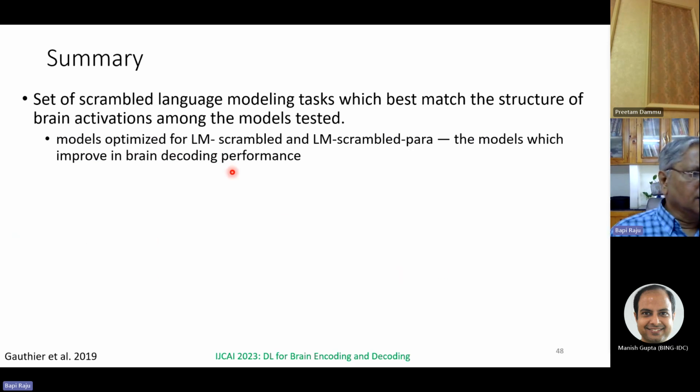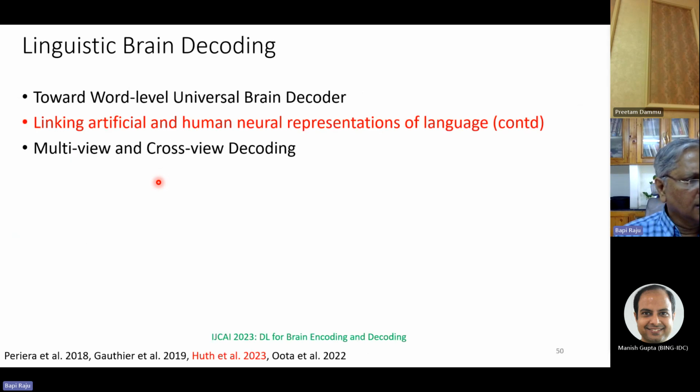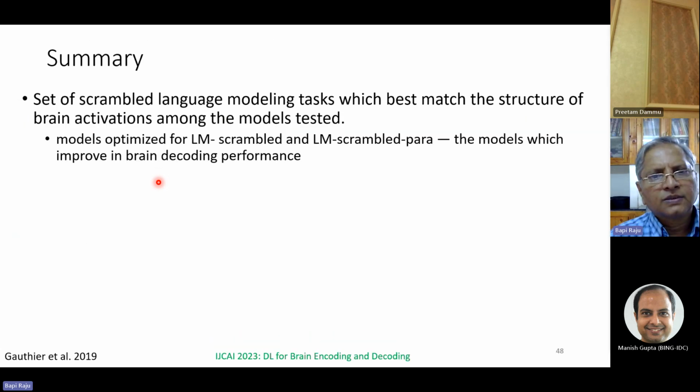So what we understand from this set of scrambled language modeling tasks, which best match the structure of brain activation, is that models fine-tuned based on scrambled inputs seem to improve the decoding performance. As one observation from this interesting study, the dependencies of these do not seem to matter for the decoding model. The decoding model is quite robust.